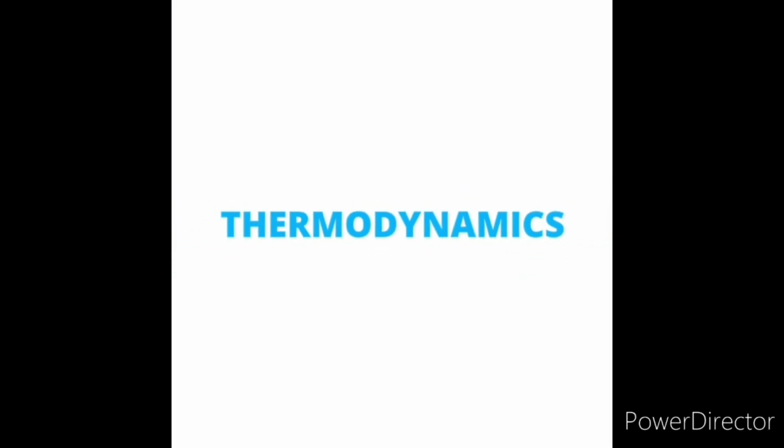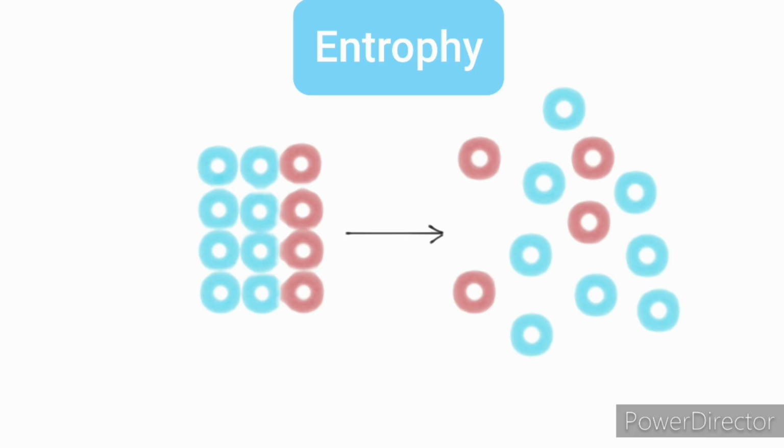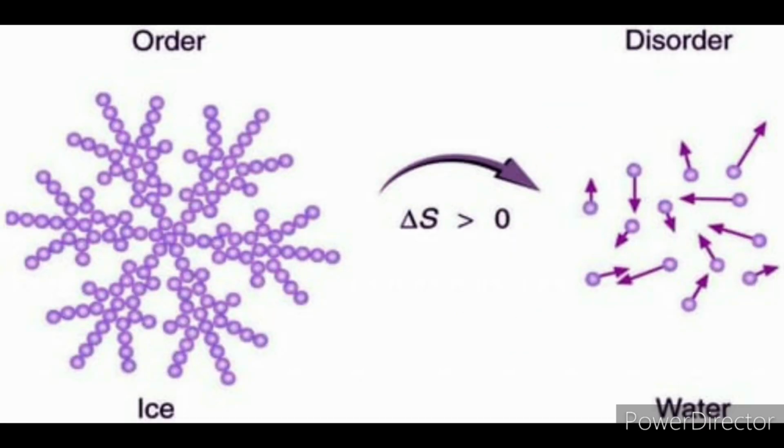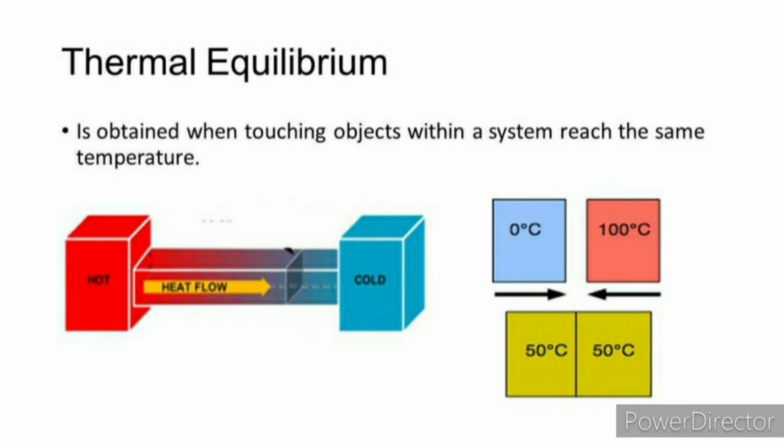Next is the second law of thermodynamics. It states that the entropy of the entire universe, as an isolated system, always increases over time. The second law also states that the change in the entropy of the universe can never be negative.